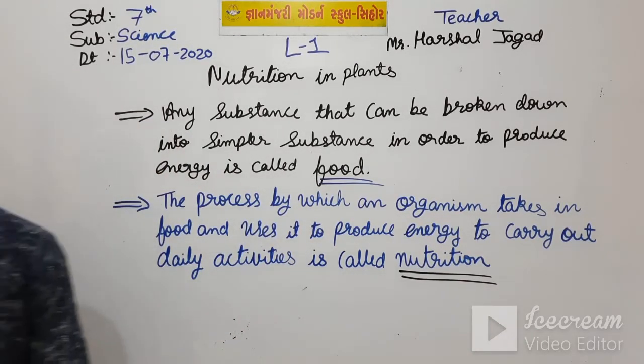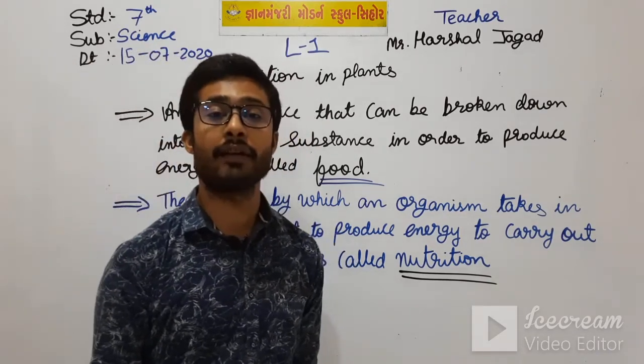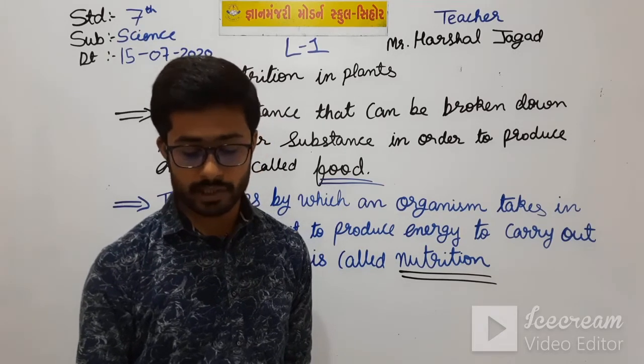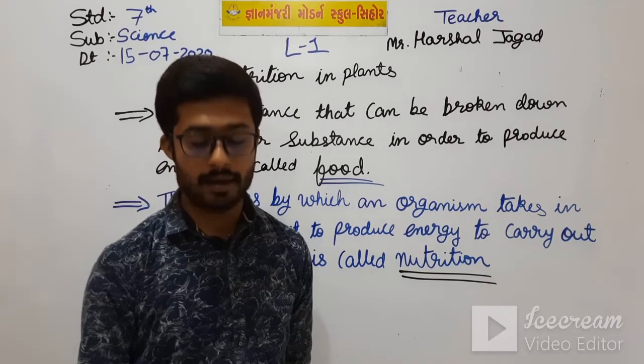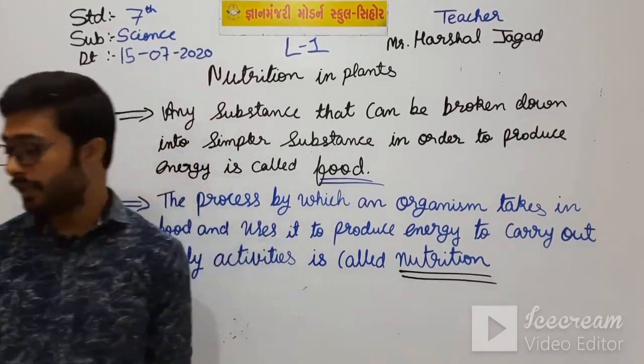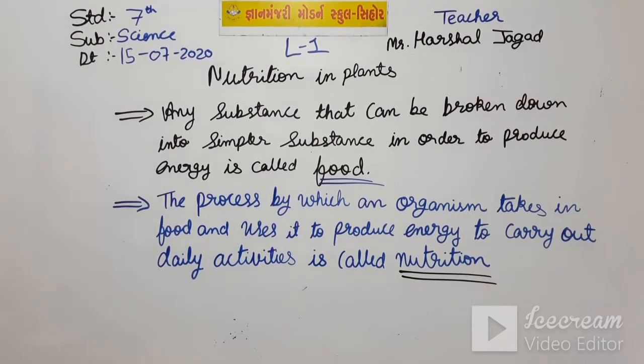So next, different organisms obtain nutrition in different ways. There are broadly two modes of nutrition, that is autotrophic and heterotrophic. So now we will see the autotrophic nutrition.